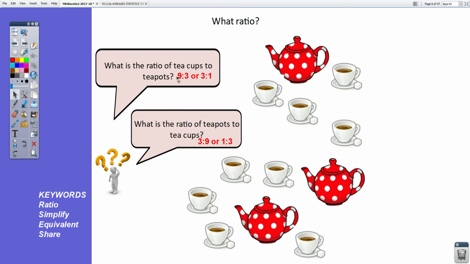Teacups to teapots. We've got 9 teacups, 3 teapots, so it's 9 to 3. Both those numbers divide by 3, giving us 3 to 1. If we wanted it the other way around, teapots to teacups, 3 teapots, 9 teacups, so it's 3 to 9, which simplifies to 1 to 3.